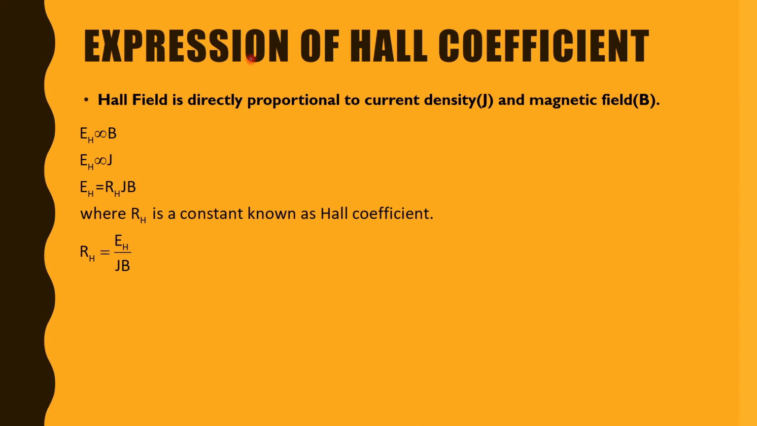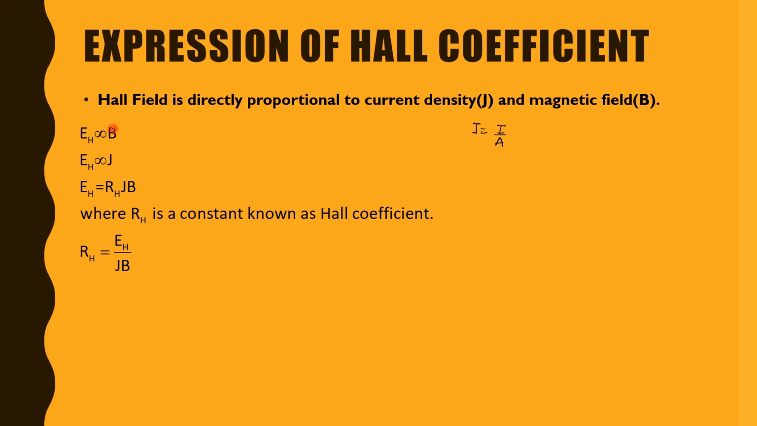So now we will be seeing the expression of the Hall coefficient. Now we know that the Hall field, or we can say Hall voltage, is proportional to our current density and the magnetic field. So we know that current density J is equal to I by A. So if our J, the current density, is proportional to I, that means Hall voltage is also proportional to current density, right?